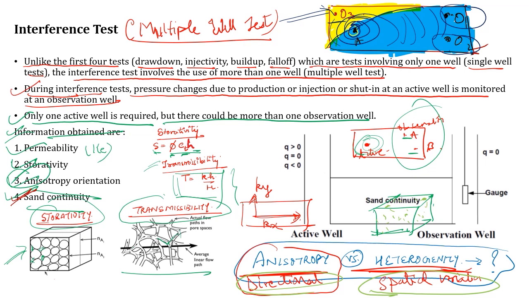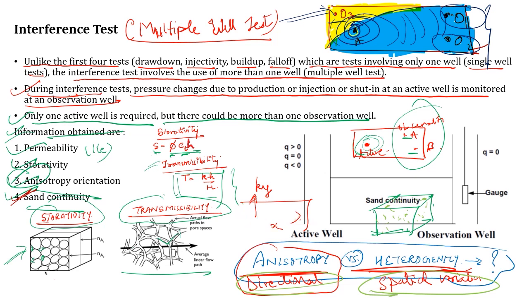or not, because it is obvious that wells in one sand will have a similar pressure response, whereas if my observation well is in a different sand, I may have a different pressure response. So that's what sand continuity means here. All right, now let's move further.